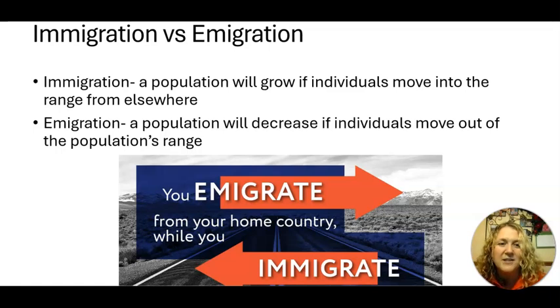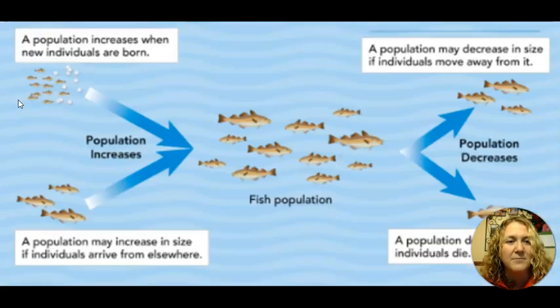So immigration is when a population will grow if individuals move into the range from elsewhere. So the way to remember the difference is immigration begins with an I, so think about moving in to a place, but emigration begins with an E, and it's when a population will decrease if individuals move out of the population's range. So think about emigrate means to exit a place. So you emigrate from your home country. So you're exiting or leaving, while you immigrate to another country. Okay, so those are keys to help us remember the difference between emigration and immigration.